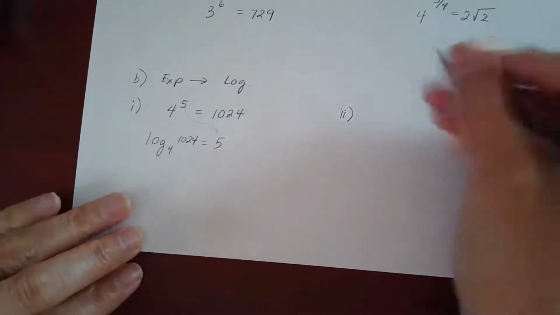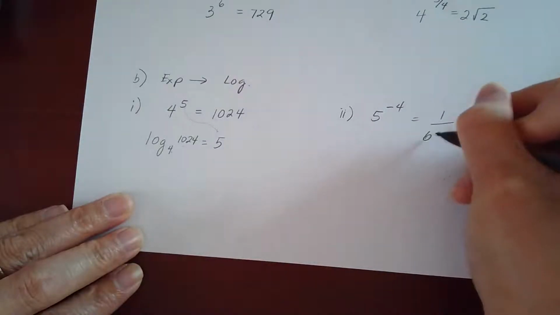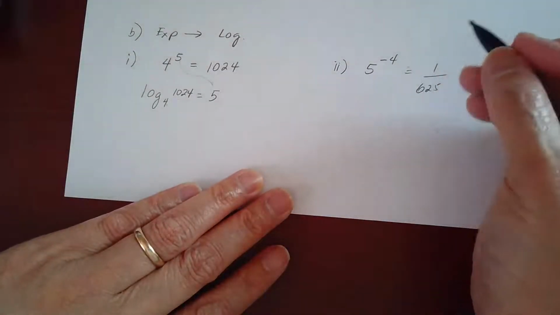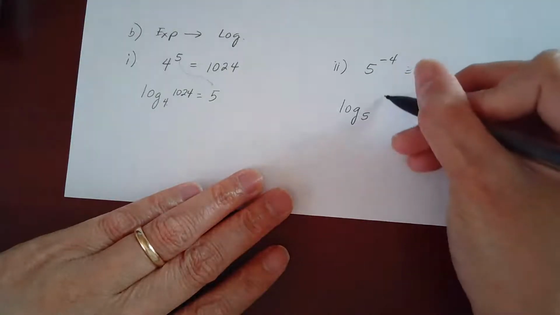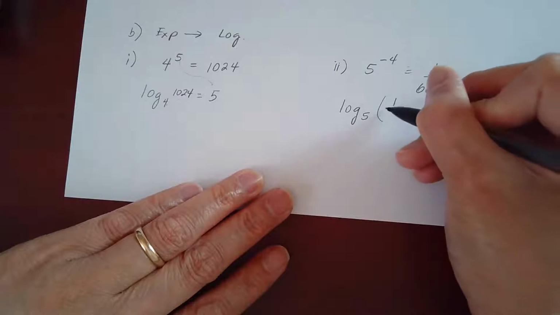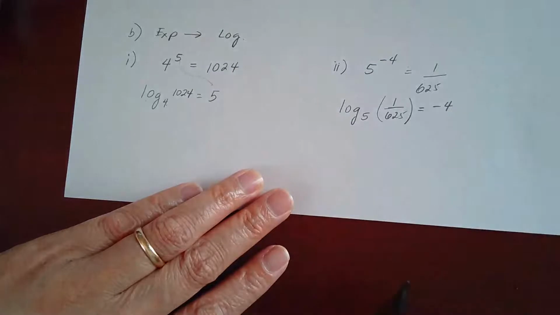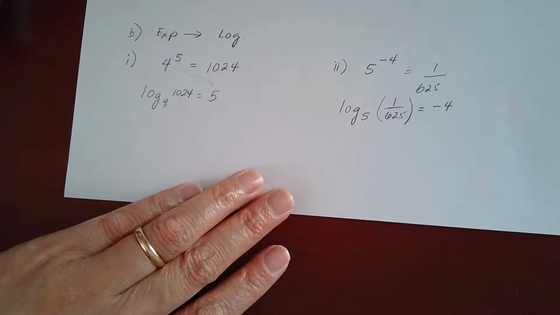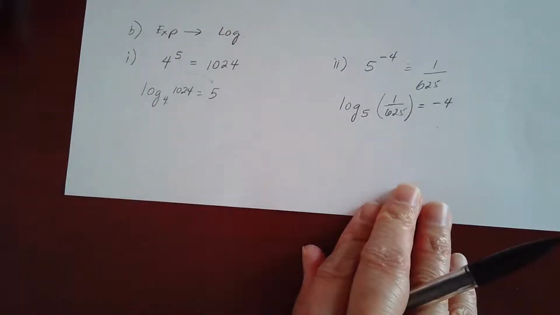Let's take a look at the next one. 5 to the negative 4 is equal to 1 over 625. If you want to write the logarithm of that, log base 5 of 1 over 625 is equal to negative 4, because remember, the logarithm is figuring out what the exponent is. So the exponent is negative 4. I hope that's good.